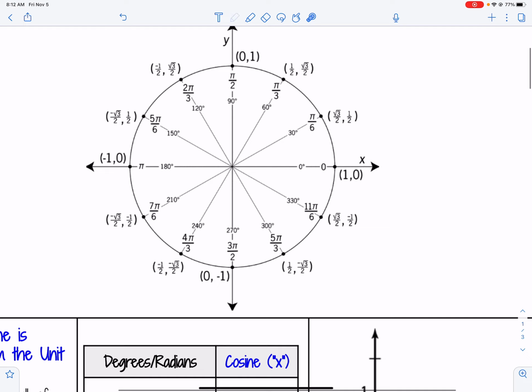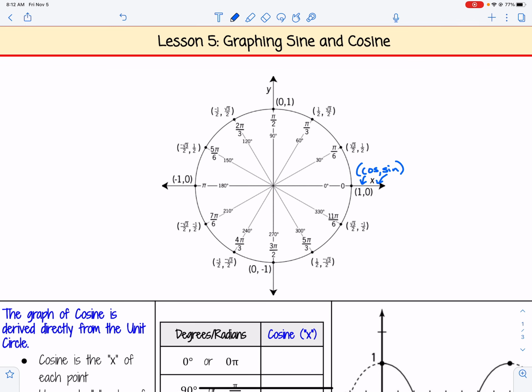So up here on your paper, I want you to write down cosine, sine. Cosine is always the x value of each coordinate and sine is always the y value of each coordinate. Very important, simple thing to keep in mind.